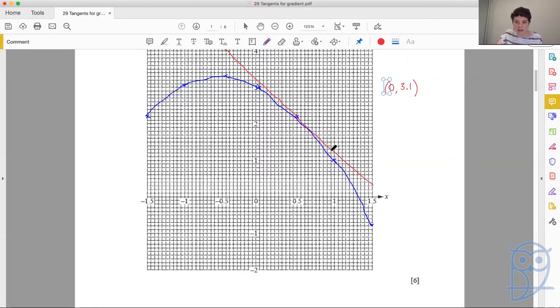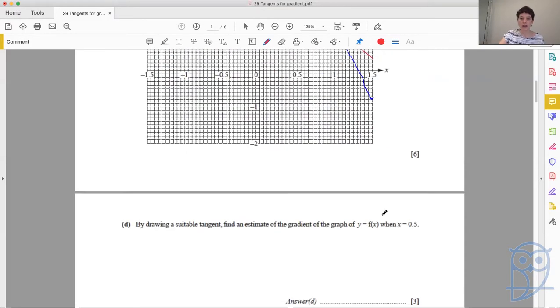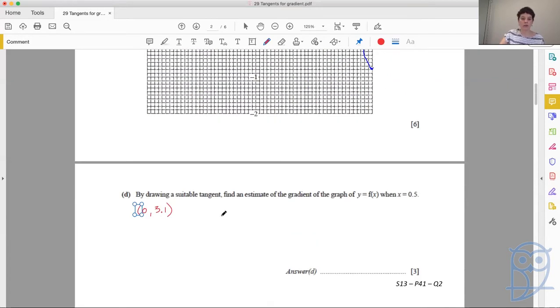Then if we look down here, well, x equals 1 is another nice number to deal with. So 1, and when x equals 1, we come across and we see that y equals 1.2. So we've pulled those 2 points off our graph. So now we have 0 and 3.1 and 1 and 1.2.